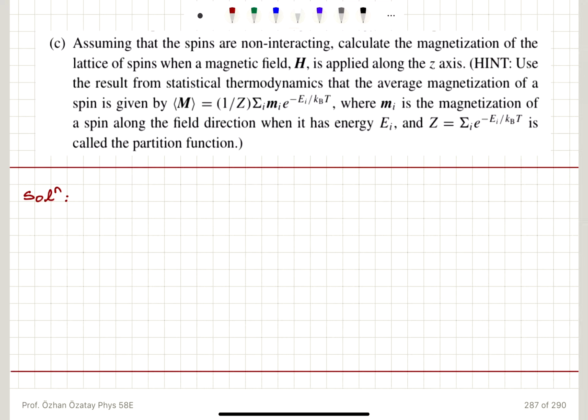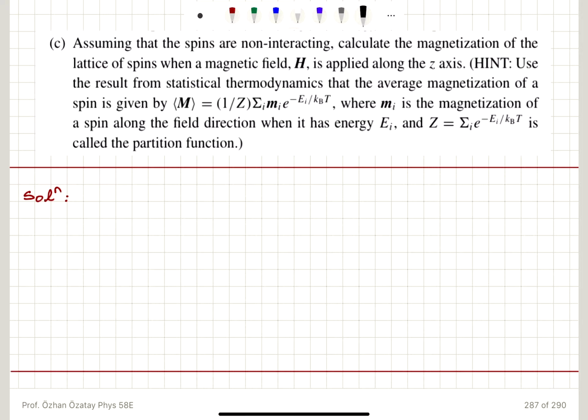Now, part C, assuming that the spins are non-interacting, calculate the magnetization of the lattice of spins when a magnetic field H is applied along the z-axis. Hint, use the result from statistical thermodynamics that the average magnetization of a spin is given by 1 over Z sum over i m_i e to the minus E_i over kT, where m_i is the magnetization of a spin along the field direction when it has energy E_i, and Z is equal to sum over i e to the minus E_i over kT is called the partition function.